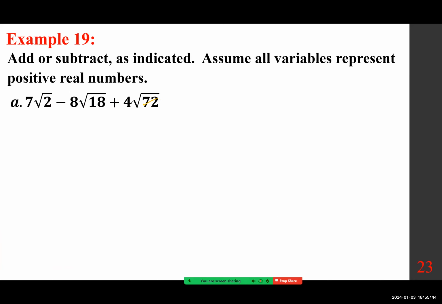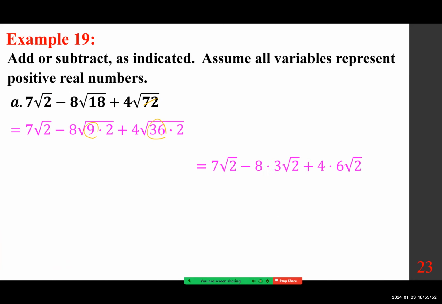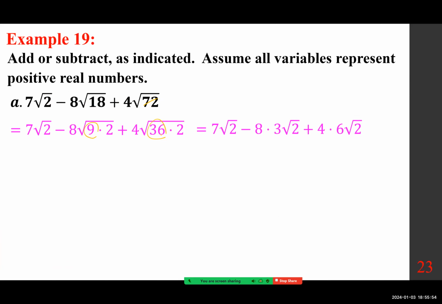And this one is 30. Well, let's just write it like this. So this comes out as 3. This comes out as 6. And this is minus 24. This is plus 24. Okay. And these two cancel each other.